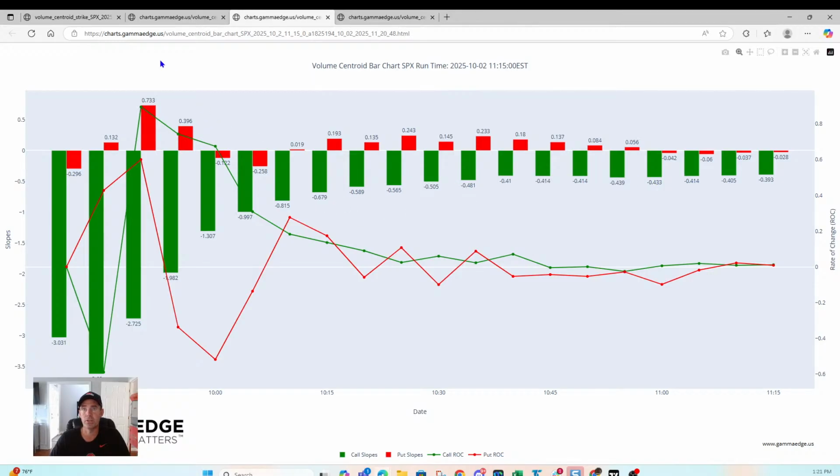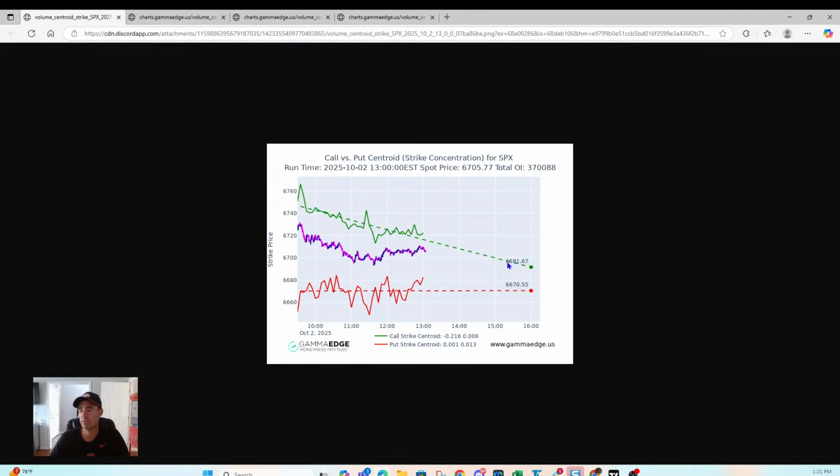You see the bar chart here, and then you see this call centroid slope actually start to flatten out. So it's indicating some call speculation is starting to move back to the upside. So linear fit line here, centroid here, you see it continue to drop, drop, drop, and then right at 67.20, it really starts to level out. So again, this is an important view to keep watching for our members that are intraday trading.